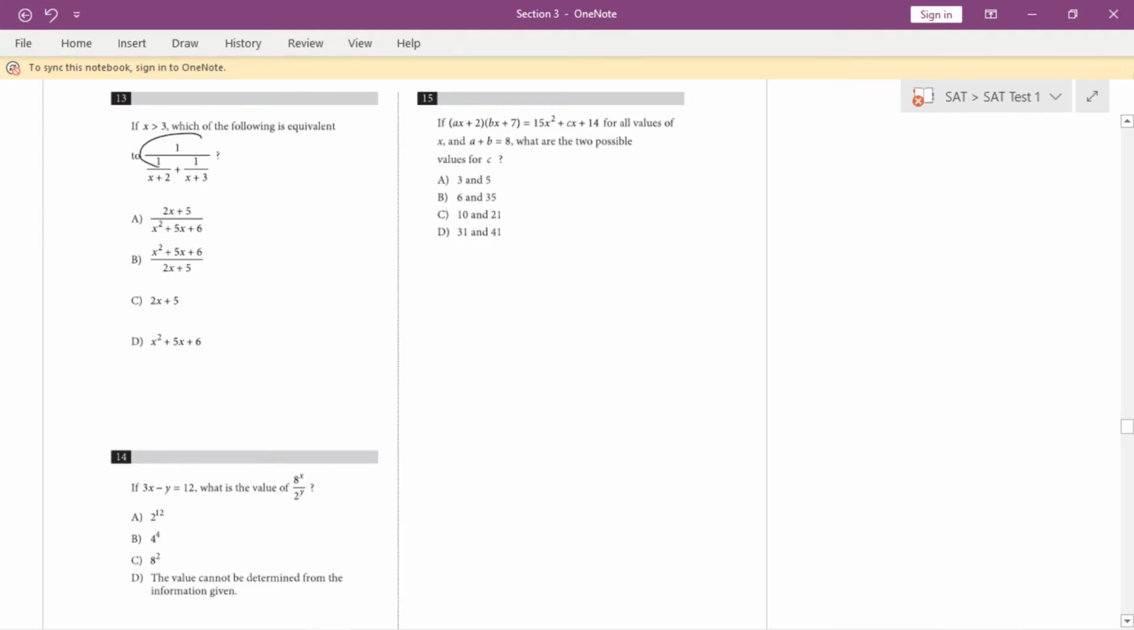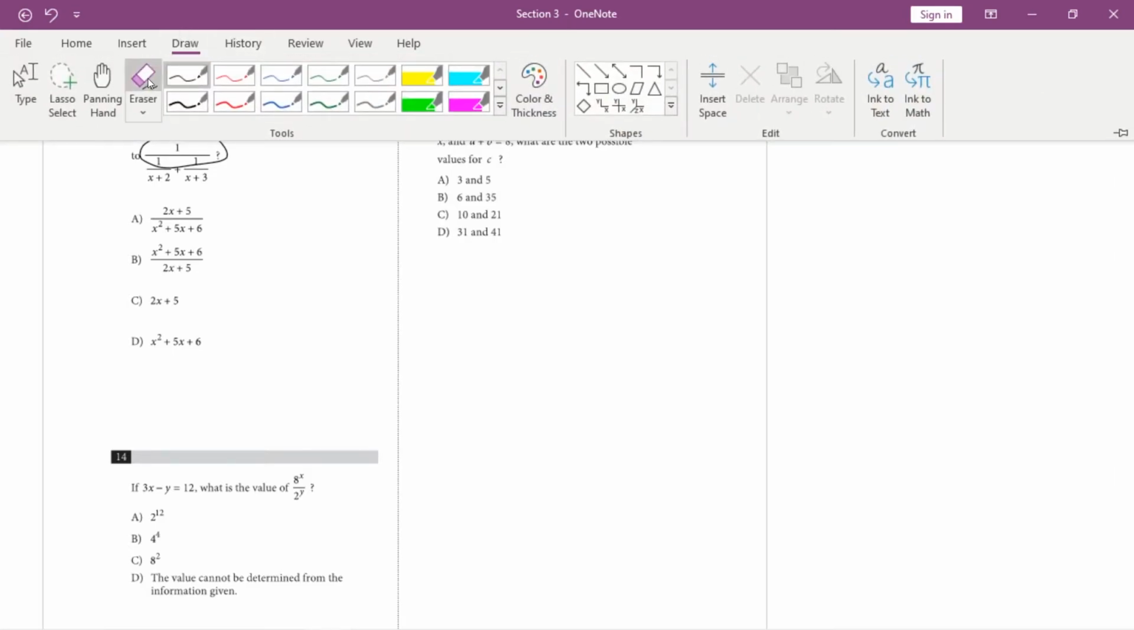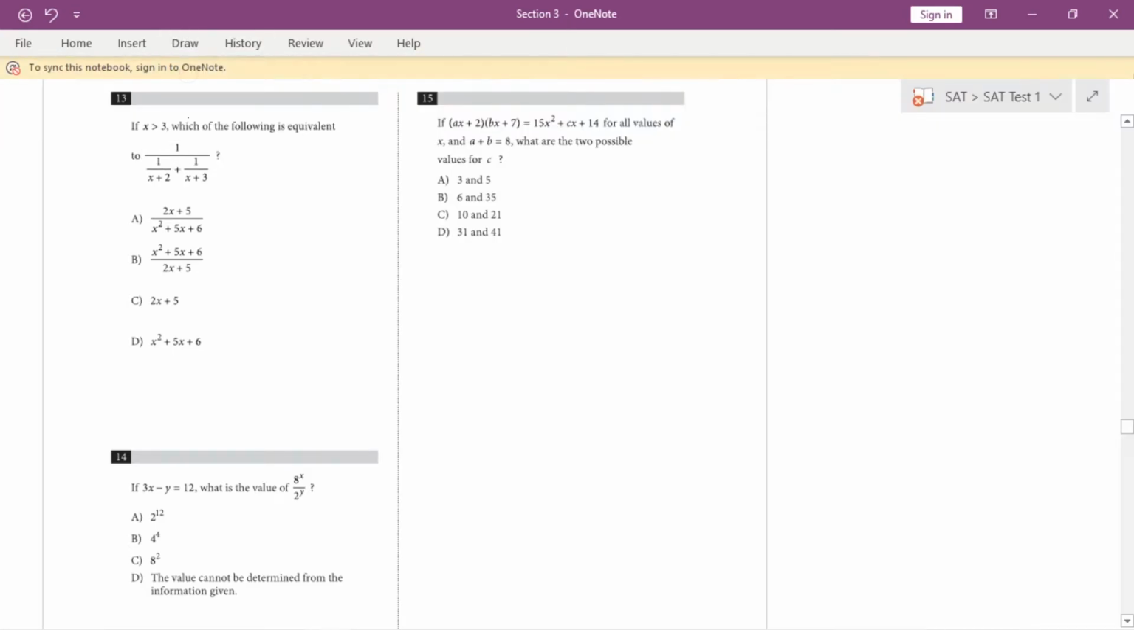When I see this 1 over something, that makes me think I'm going to have a reciprocal. It's going to be whatever I have on the bottom, but just flipped. So what am I going to have on the bottom after I'm done multiplying? Well, on the bottom, I'm going to have to multiply this by x plus 3 and x plus 3. So my denominator is actually going to be some kind of trinomial, and it's mostly going to be x squared plus 5x plus 6.